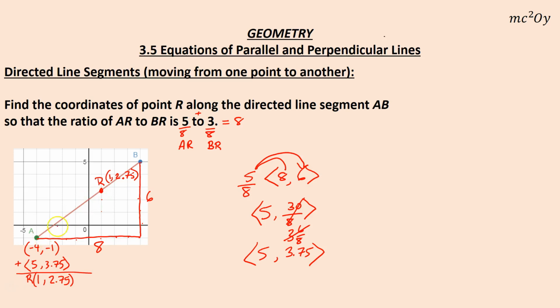Note that this is 5/8. It's A to R should be longer than B to R because A to R is 5/8, B to R is 3/8. This is 3 parts, this is 5 parts.